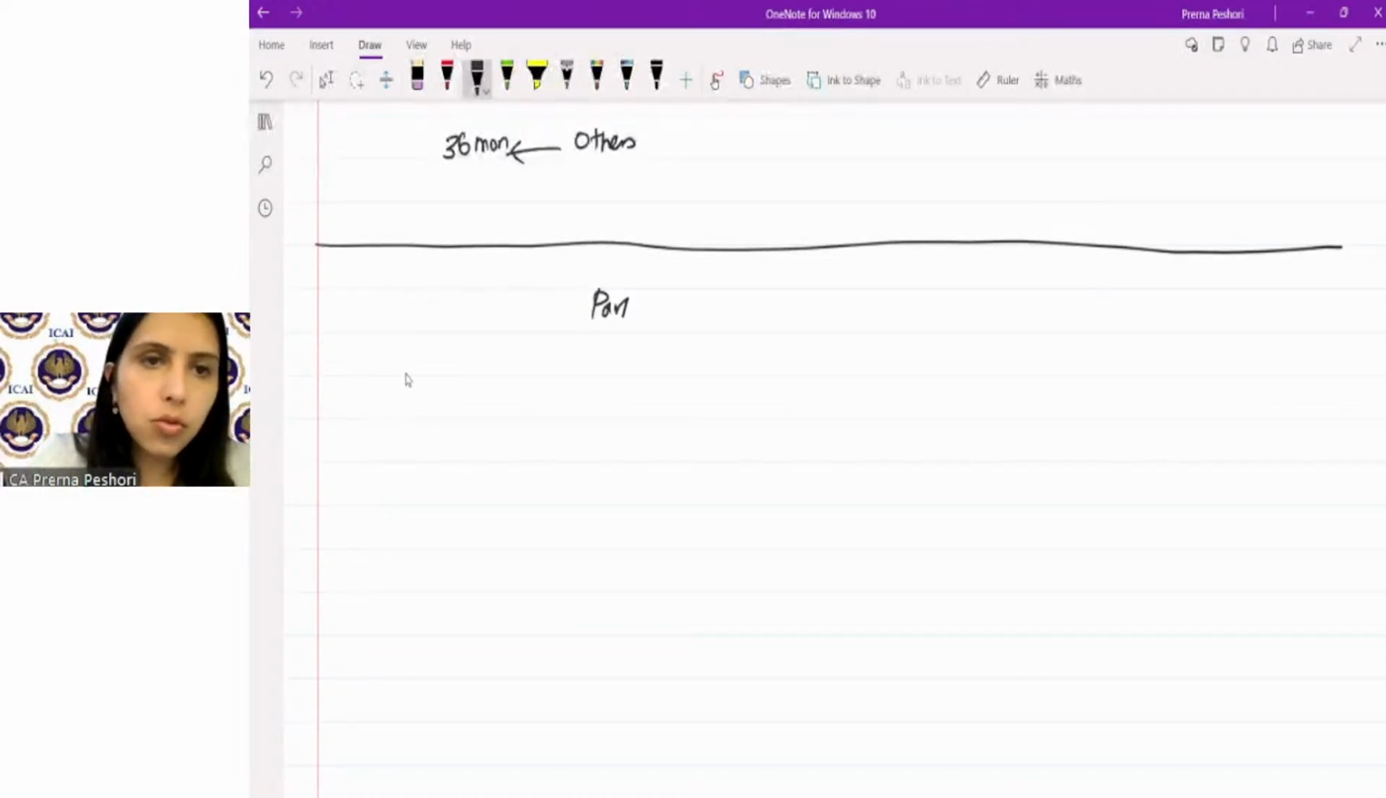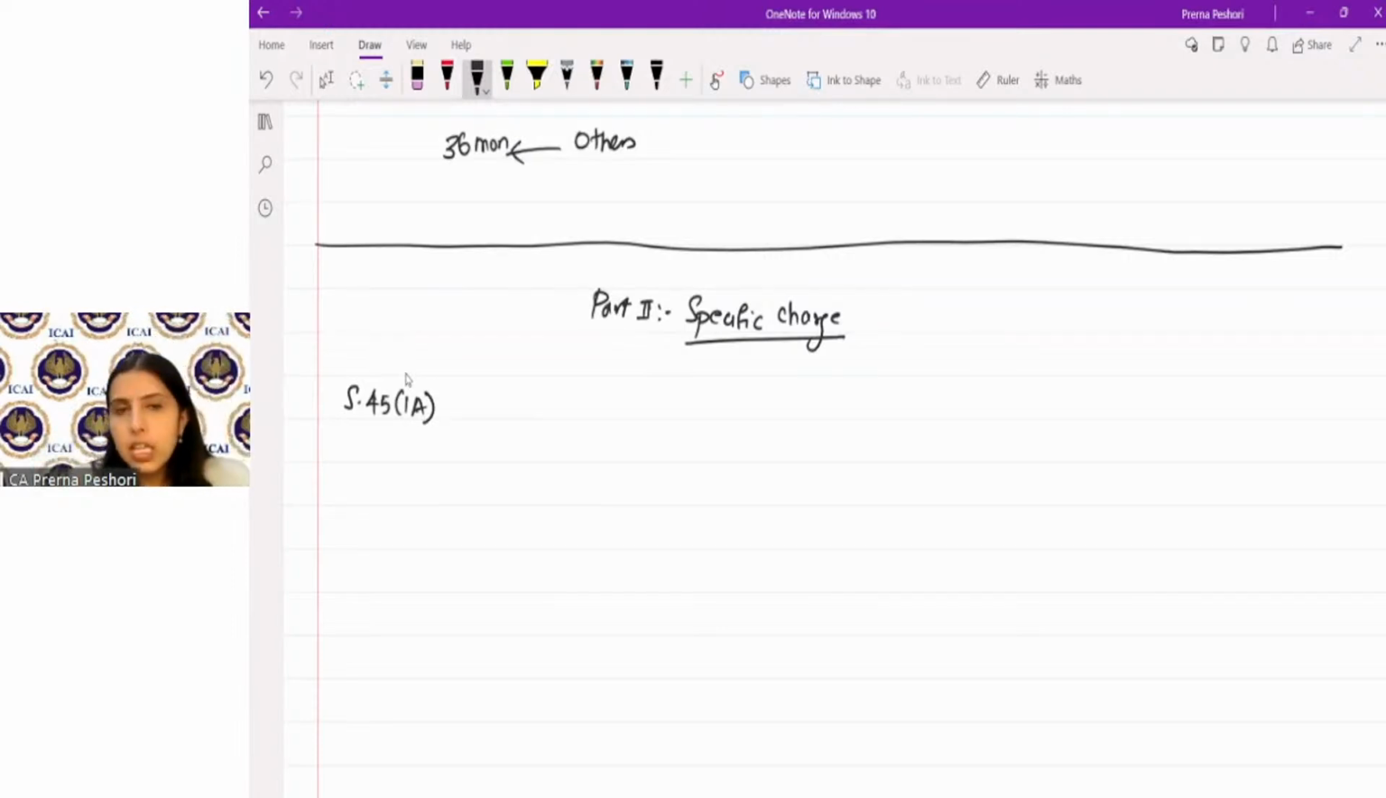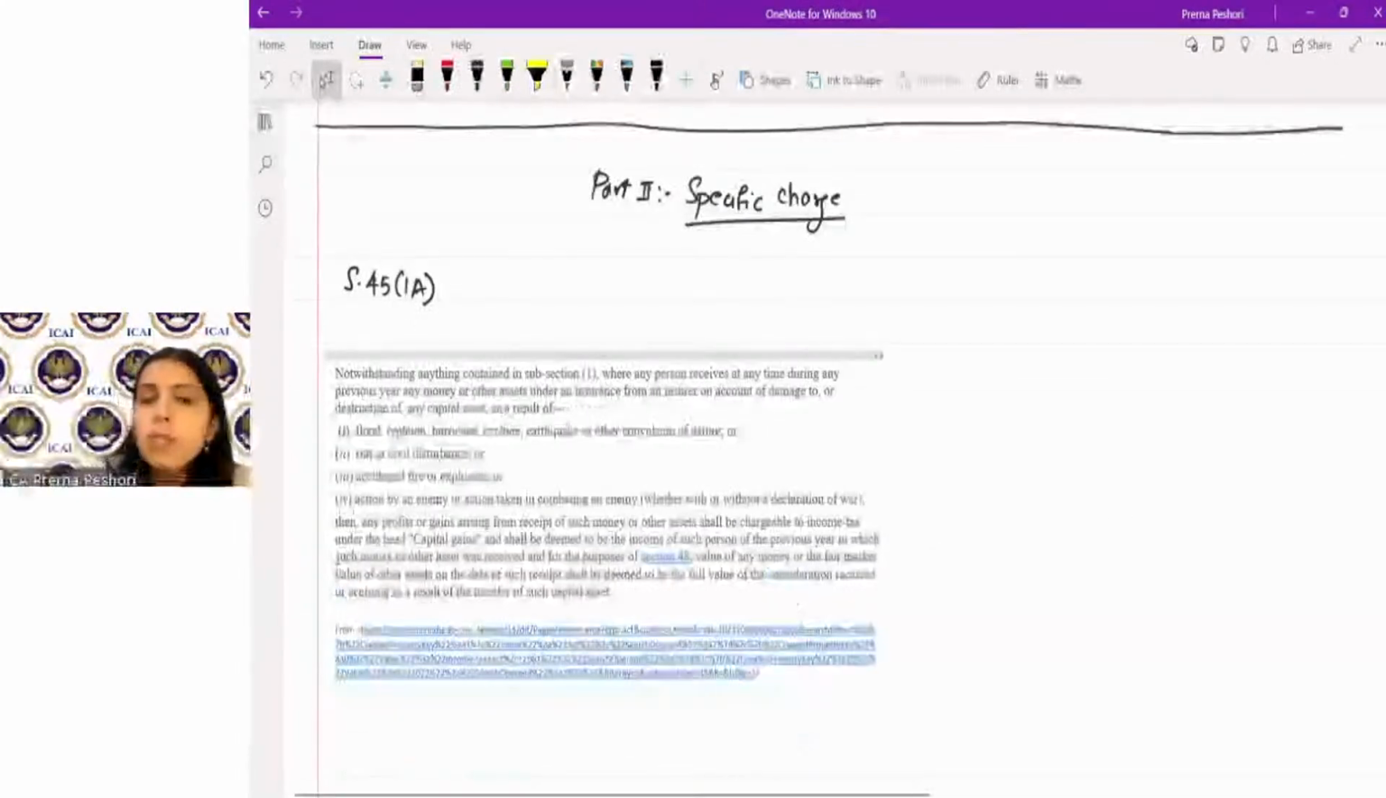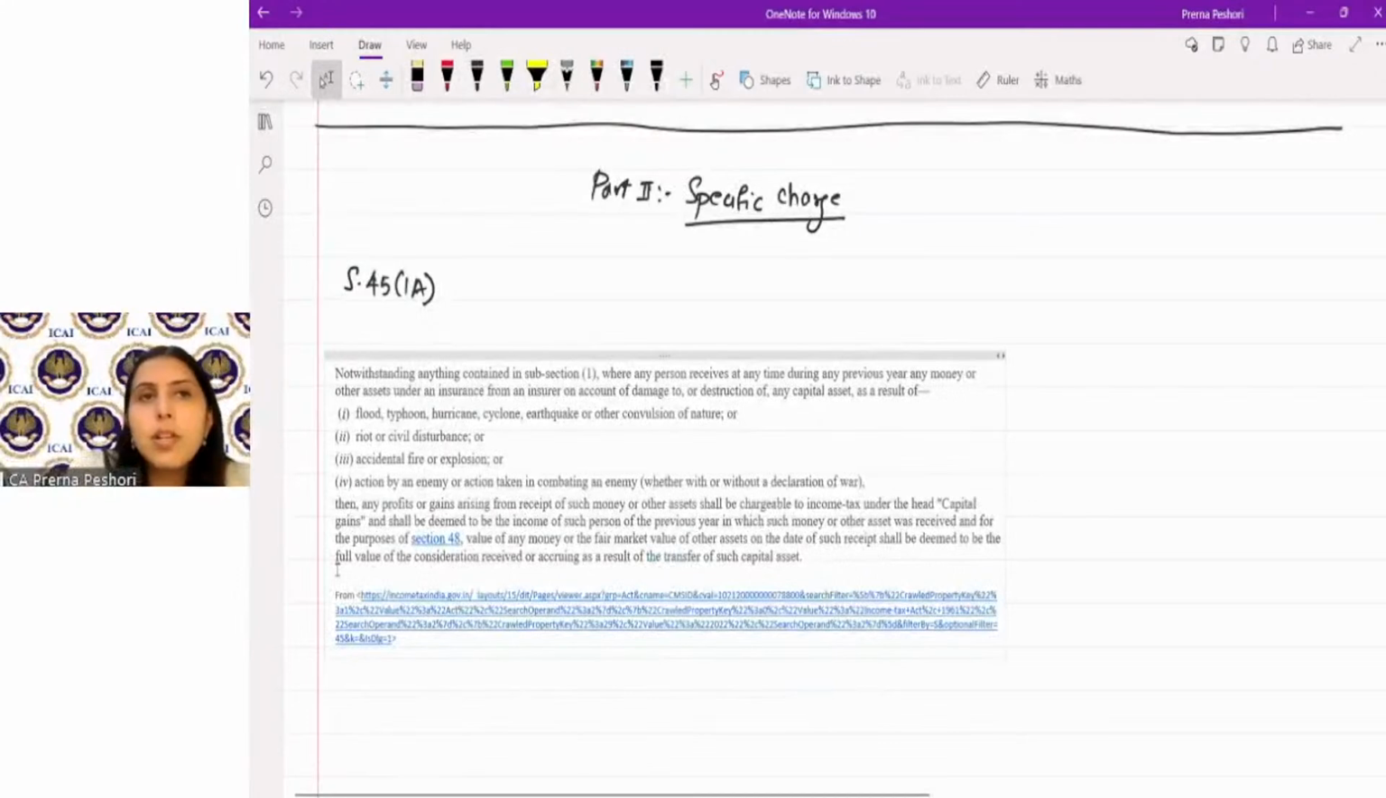This is part 2, you can say, of this chapter, which is specific charge. And the first one under that is section 45(1)A. What is 45(1)A? Let's try and understand.